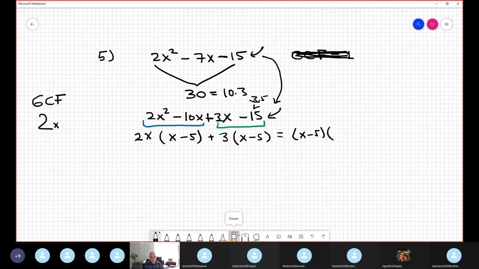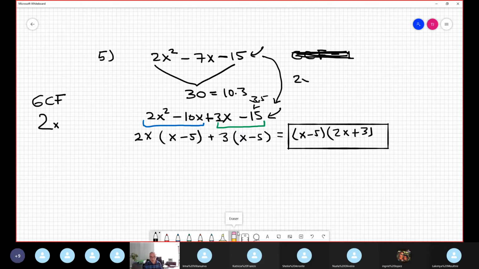One time, open a new parenthesis: 2x plus 3. End of the story. I want to check, of course. x times 2x is 2x squared. x times 3 is 3x, sorry, not 6. This and this is minus 10, and this is minus 15.